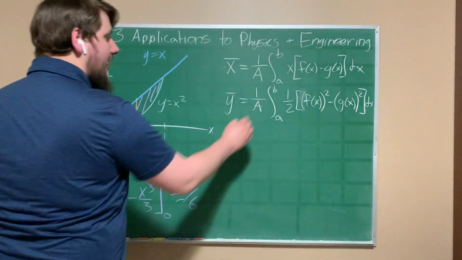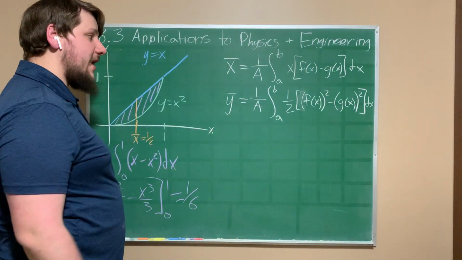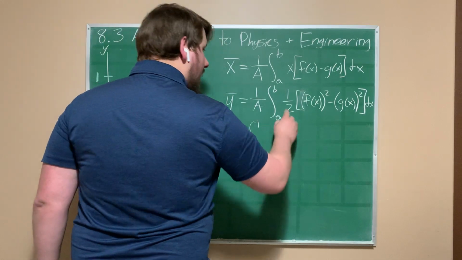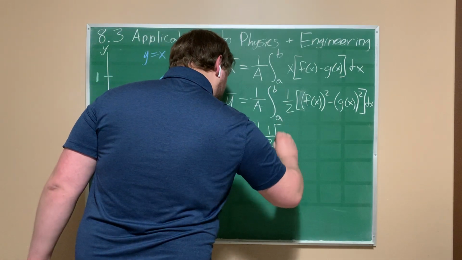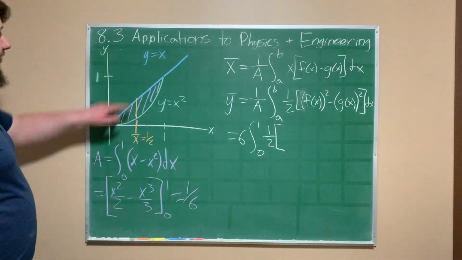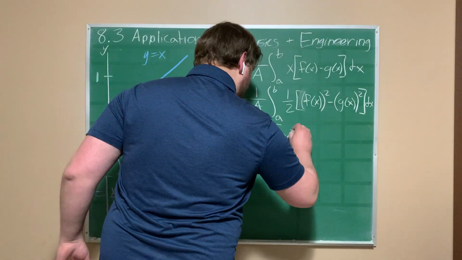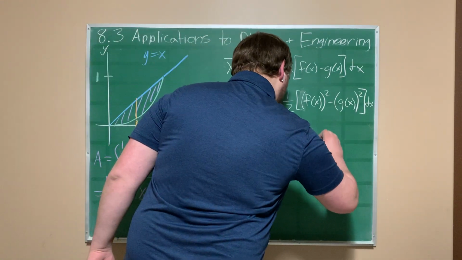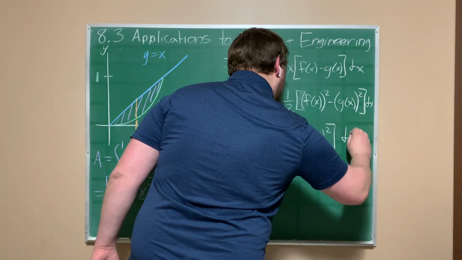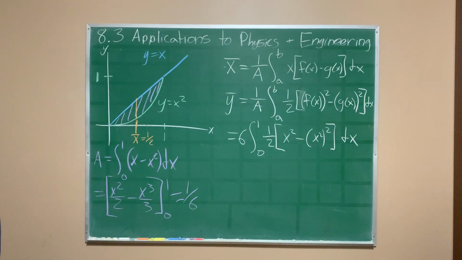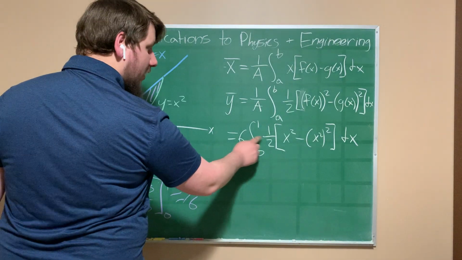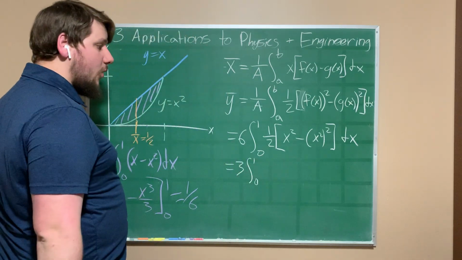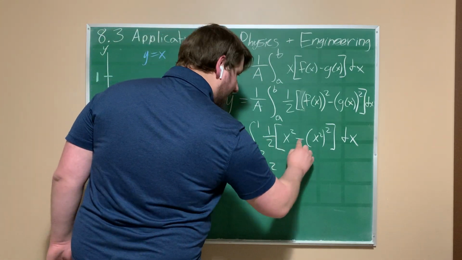Okay, so y bar now, again, is equal to 1 over a on the outside. That's going to be just 6 times our integral from 0 to 1 of 1/2 times f of x, the quantity squared. That's going to be my upper function squared, minus my lower function squared, x squared squared, dx. Okay, simplifying, we can factor out the 1/2. 6 times 1/2 is 3. So we have 3 times the integral from 0 to 1 of x squared minus x to the 4th.